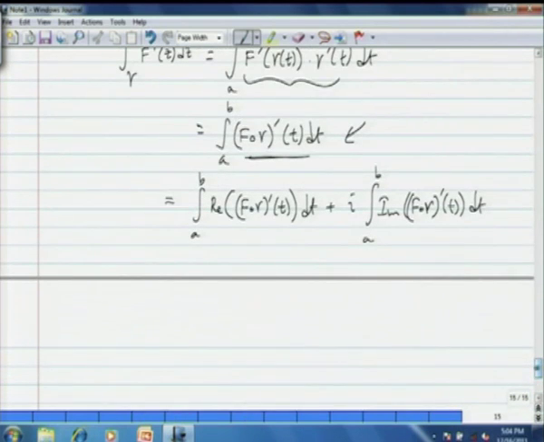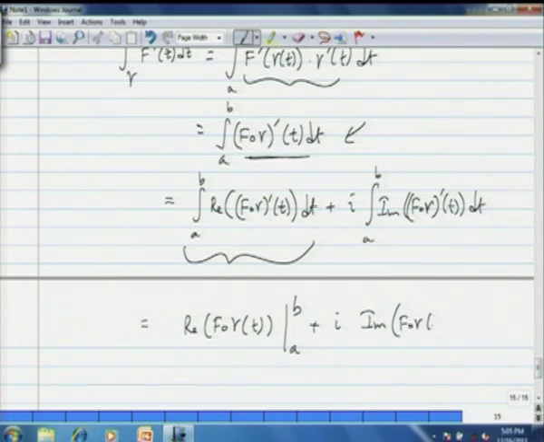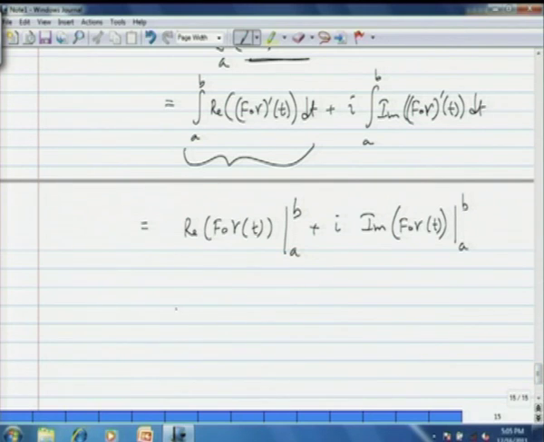So, that is by the real fundamental theorem of calculus, the fundamental theorem of calculus for real functions. This is nothing but the real part of f circle gamma of t between the limits a and b, plus i times the imaginary part of f circle gamma of t between the limits a and b. Okay. And when we add, of course, we get f circle gamma of t between a and b. Okay. So, that is f of gamma of b minus f of gamma of a, okay, and that proves the theorem.